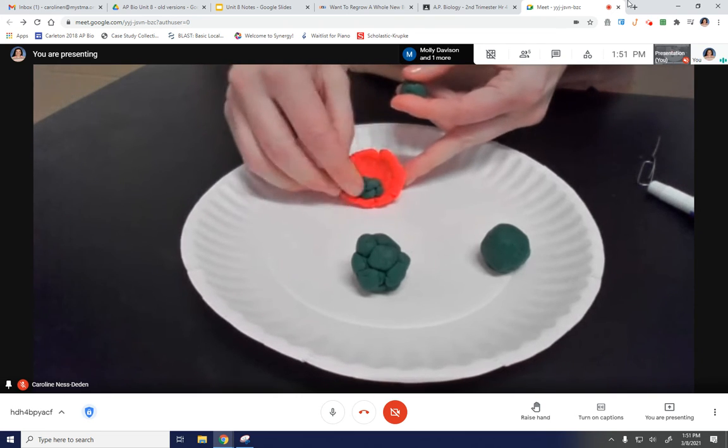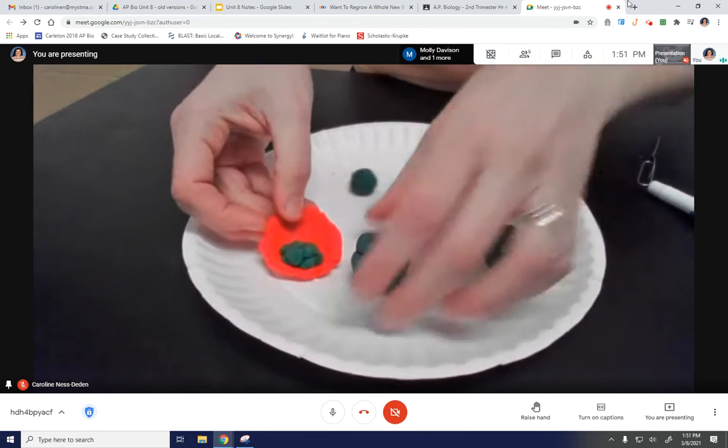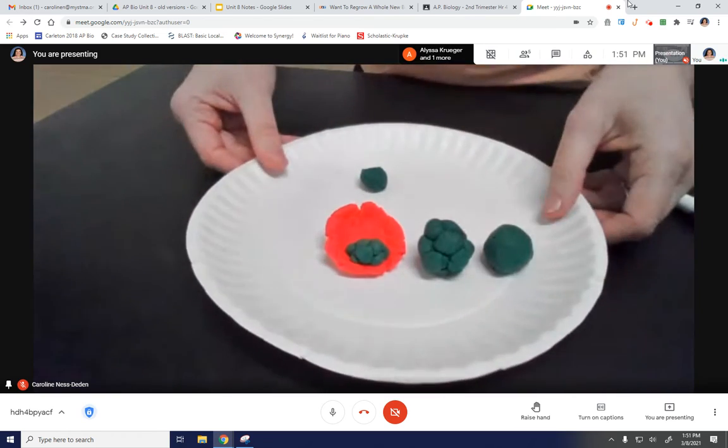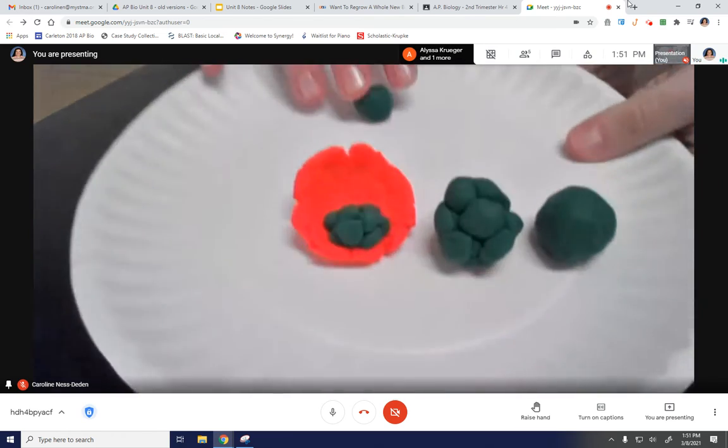So you should end up with something that looks kind of like this. So this is our third phase. We'll hold that up a little.